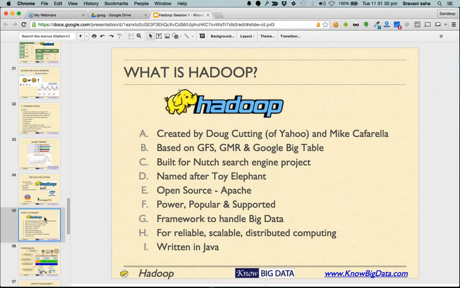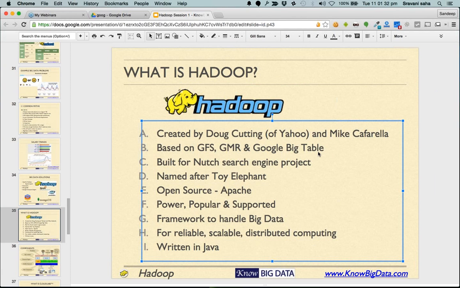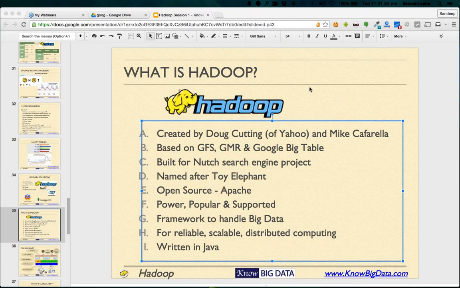All right, so that was a little bit about Hadoop. So I will go into the details of, okay, somebody has raised a hand.